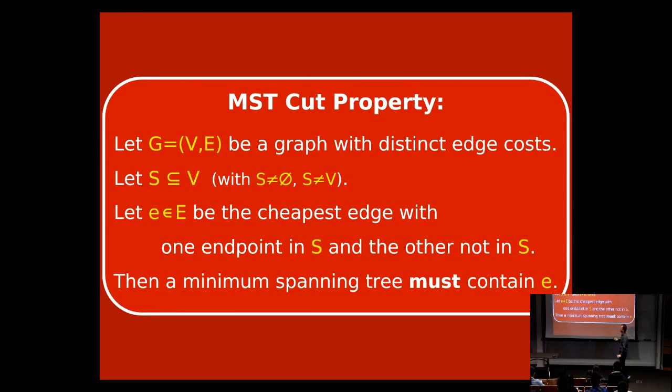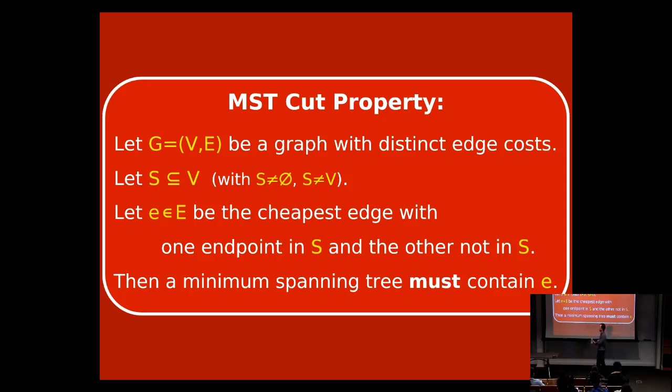Over the course of the proof, we proved this thing which is called the MST cut property, which says that suppose you have any graph with distinct edge costs, and S is any set of vertices. Well, S should have at least one vertex in S, and there should be at least one vertex not in S, but any set of vertices otherwise. And suppose you find the cheapest edge coming out of the set of vertices S. So the cheapest edge with one vertex in S and one vertex outside of S. Then the same proof we did shows that any minimum spanning tree has to contain this edge.